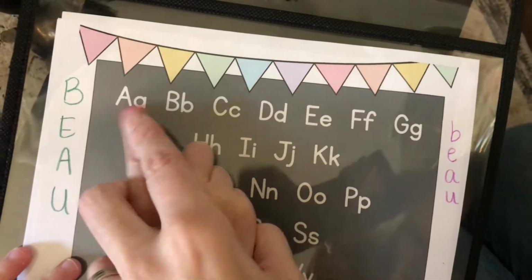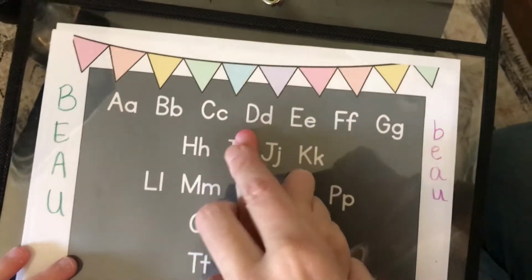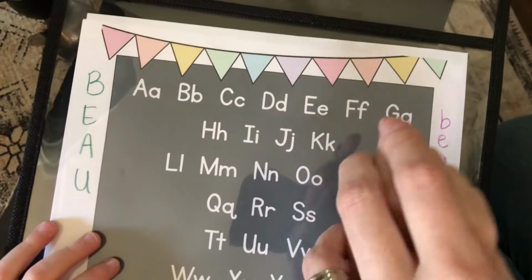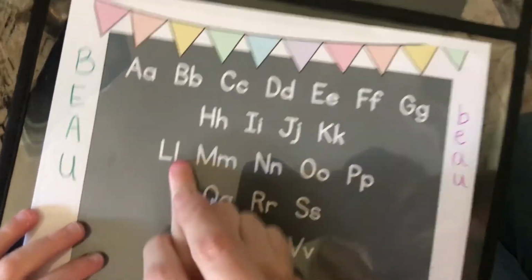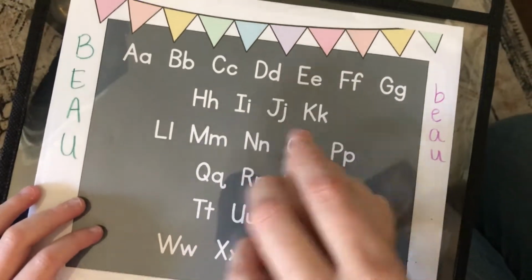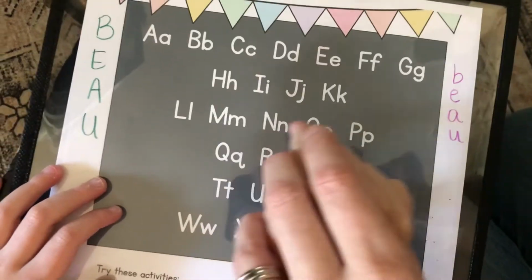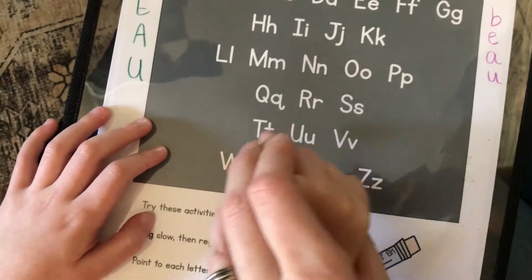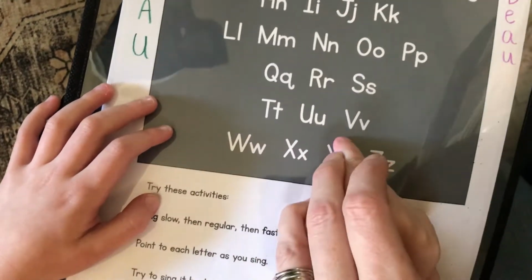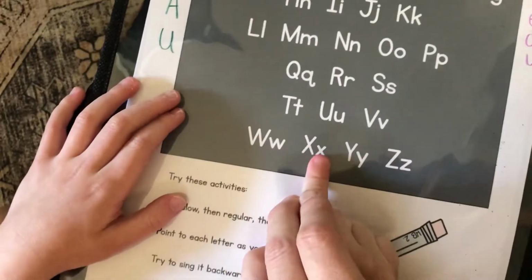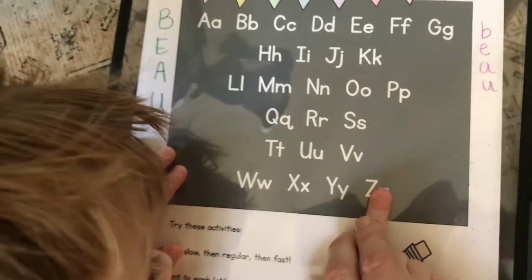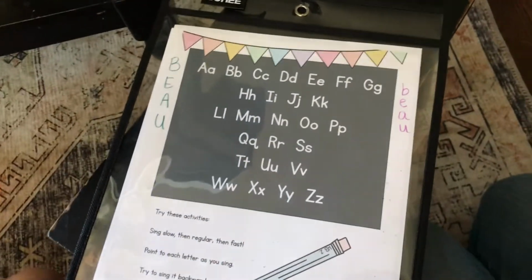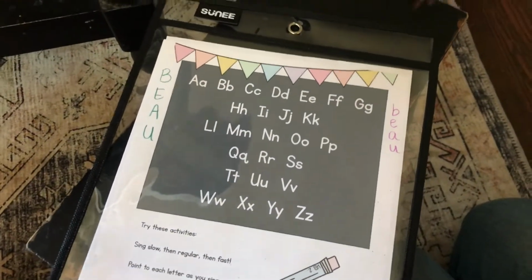Ready? A, B, C, D, E, F, G, H, I, J, K, L, M, N, O, P, Q, R, S, T, U, V, W, X, Y, Z. Now I know my ABCs. ABCs. Everyone who sing with me.